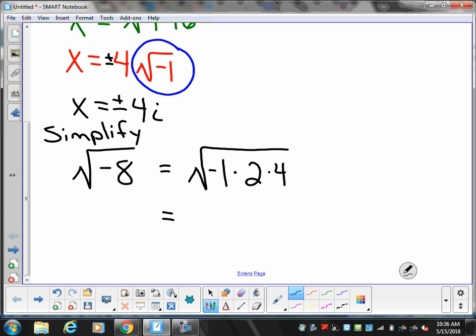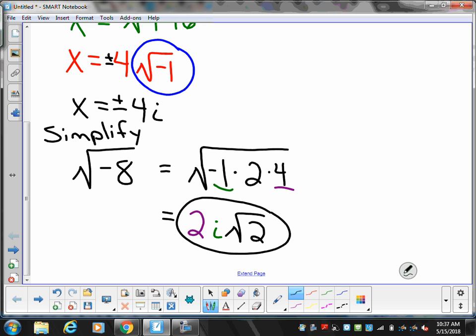Okay. So what can we now take the square root of? We can take the square root of the 4. That's where the 2 comes from. We can take the square root of the negative 1, because that's i. What else do we have left? And it just stays under. So there's officially how you simplify the square root of negative 8.